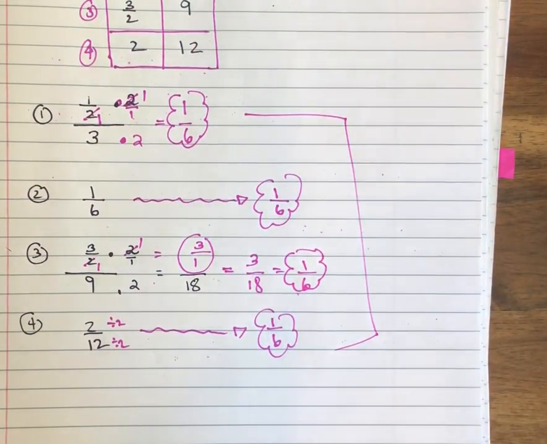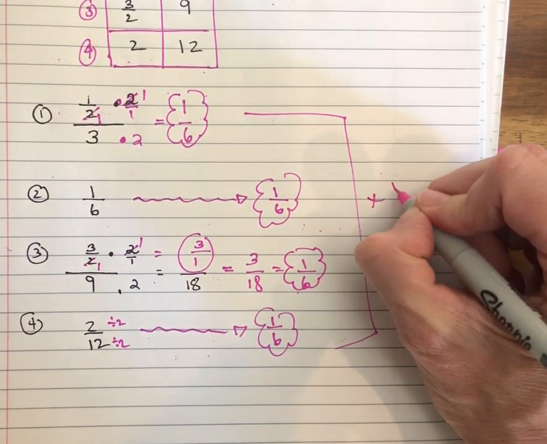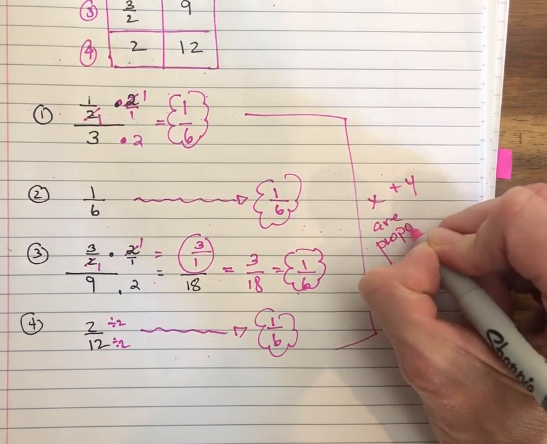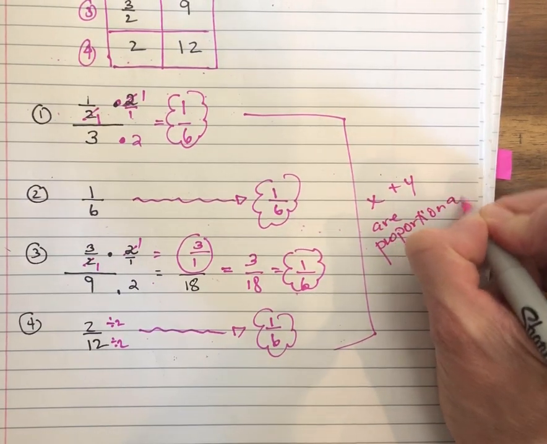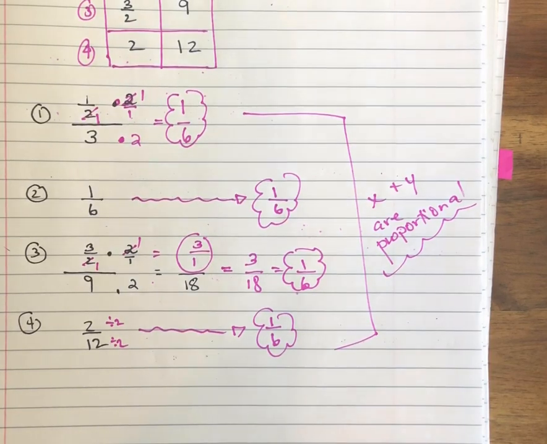All 4 of these ratios are equal. So X and Y are proportional. Okay, that completes 14.2. We'll do the extension in the next digital lesson.